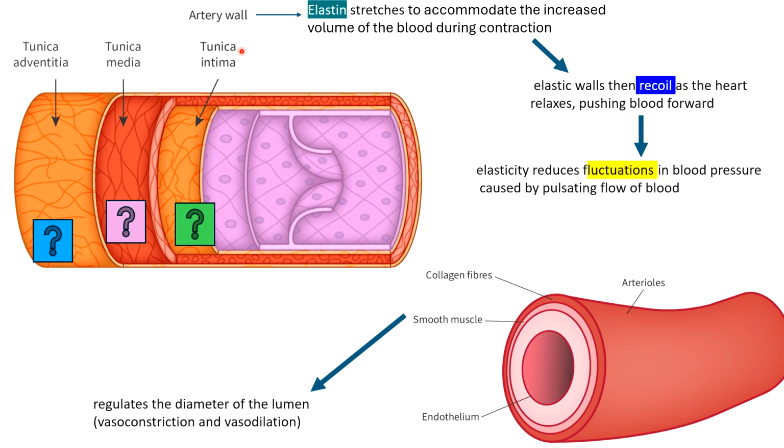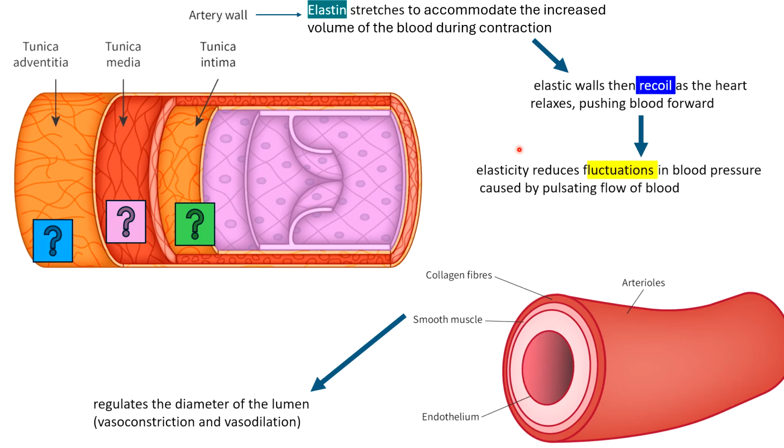Keyword here: in the artery wall, there's something called elastin, which is going to stretch it to accommodate for the increased volume of blood during contraction. So when the ventricles of the heart contract, there's going to be more blood moving through the arteries, and so these are going to need to respond through stretching. Okay, with their elastic walls, they contain elastin. Now these are going to recoil as the heart relaxes. Okay, and this is going to push your blood forward.